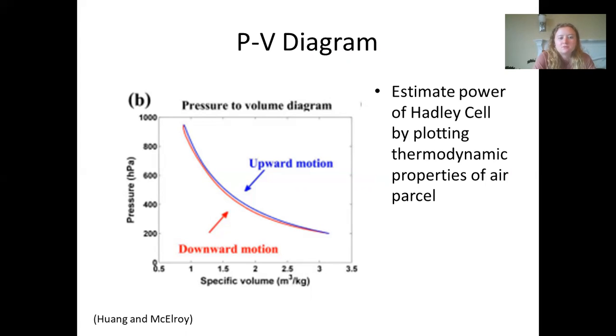The first thermodynamic diagram that I'm going to be addressing today is this pressure versus volume diagram. The x-axis in this diagram is specific volume, that is volume divided by mass, and the y-axis is pressure. An important thing to note is that the upward motion, the air moving upward, is shown in a blue line here, and the specific volume for upward motion is always greater than the specific volume for downward motion, which is shown by the red line.